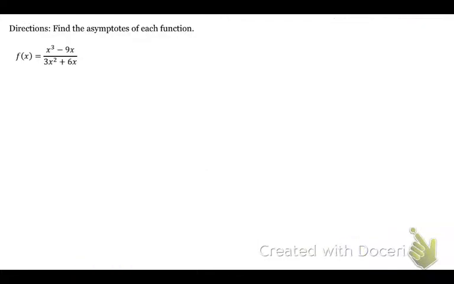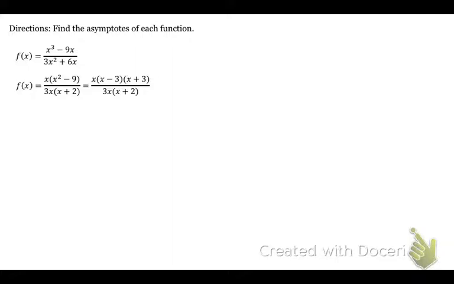Okay? So let's go through these ones. We want to find the asymptote of each function. I'm doing every single example here. So first, factor everything. We want to make sure this is in lowest terms. So we have x squared minus 9 over 3x plus 6. That top factors to x minus 3 and x plus 3. The bottom is 3 times x plus 2.